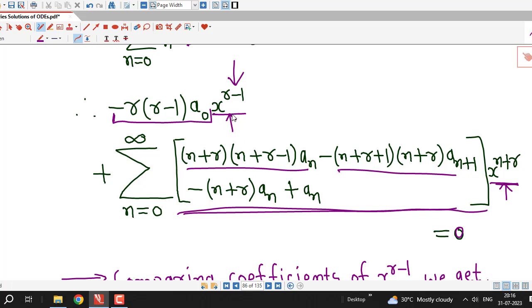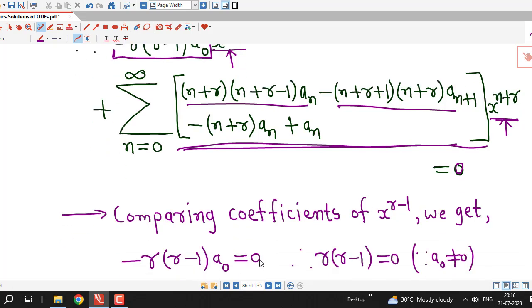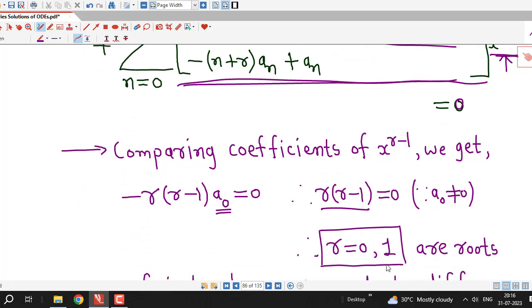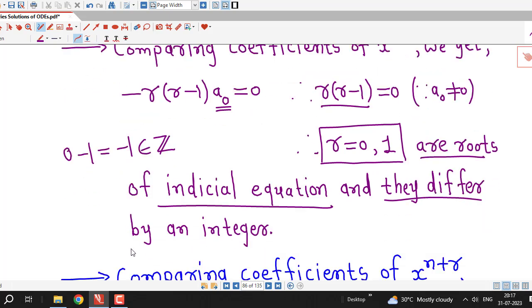First I have compared the coefficients of x raised to r minus 1, and I find that minus r minus 1 a0 equal to 0, and we have assumed that a0 is non-zero, therefore r into r minus 1 equal to 0. This gives me r equal to 0 and 1 as roots of the indicial equation, and we can see the difference 0 minus 1 is minus 1 and it is an integer. So this means we have roots of the indicial equation which differ by an integer. So this is the third case.